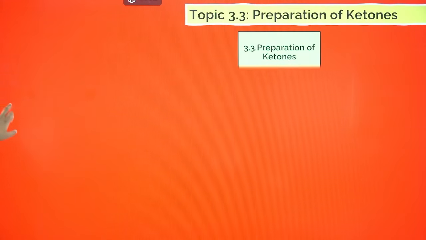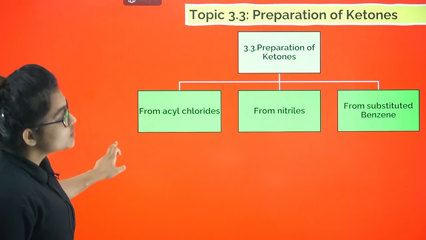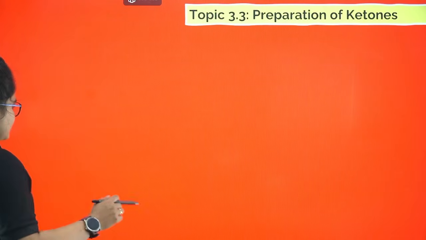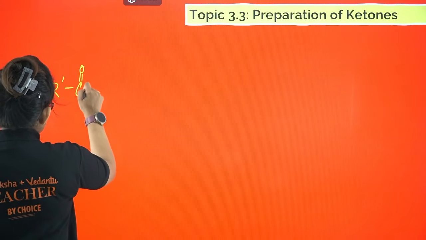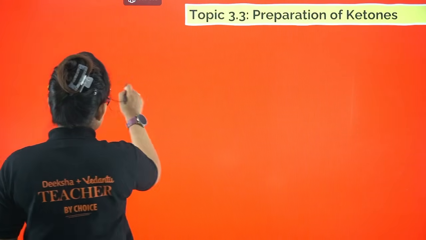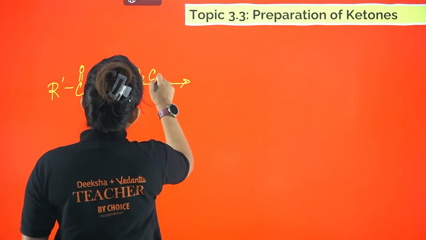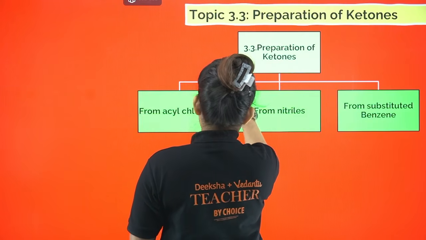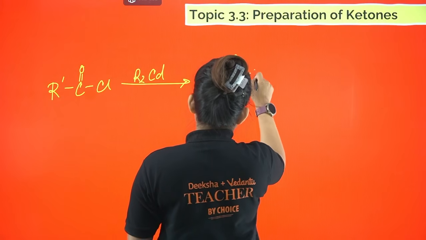Let's proceed. So preparation of ketones. Here you can see we can start from acyl chloride, from nitriles, from substituted benzene. Let's do it. From acyl chloride, I am starting from R prime COCl. Here dialkyl cadmium I will give, R2Cd, dialkyl cadmium. I will end up with R prime COR. This is my ketone.